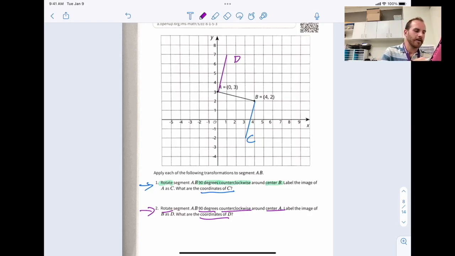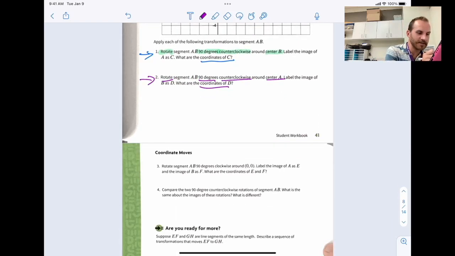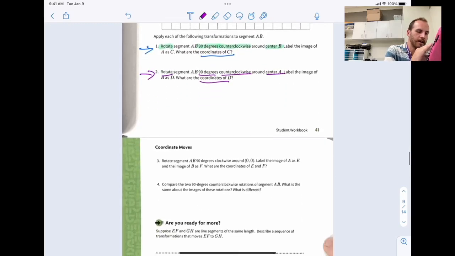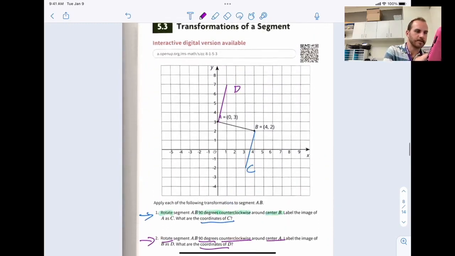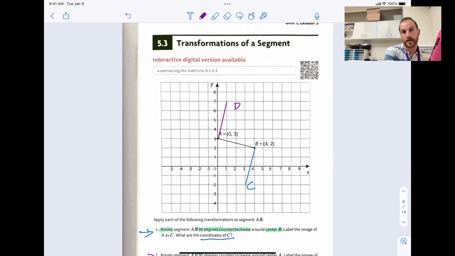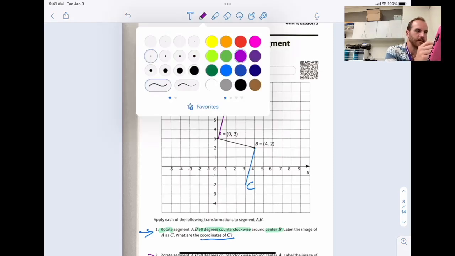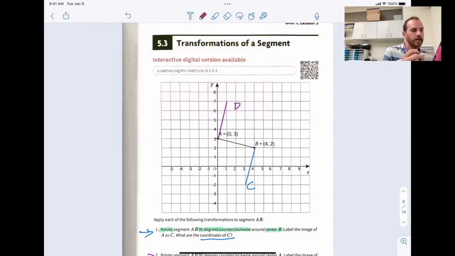Good work. All right, now this last one says rotate segment AB 90 degrees clockwise around 0, 0. Label the image A as E and the image B as F. What are the coordinates of F? So we're rotating this whole line around the origin 90 degrees. Okay, something that helps me with this. I'm going to do this in a fun color. Oh, this red's pretty great.